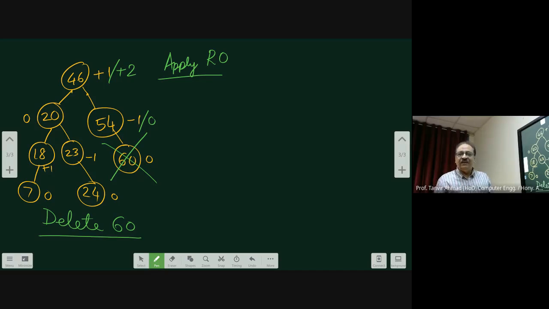Now, directly try to apply the rules from the previous case. Therefore, it will be something like this. 20 will become the root. Then you will have this 46.